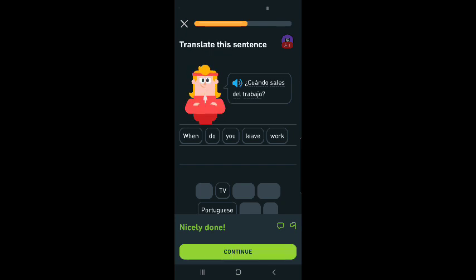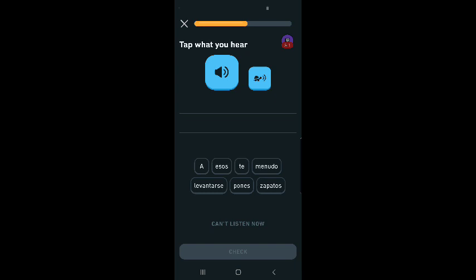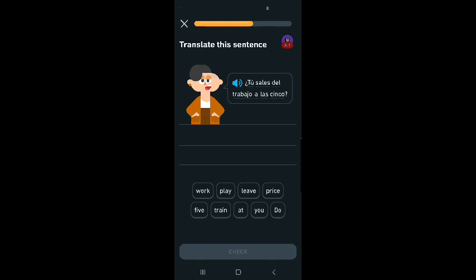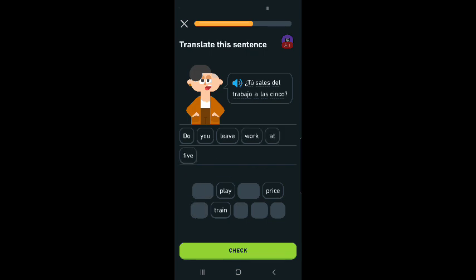A menudo te pones esos zapatos. A menudo means often. Te pones. Esos zapatos. I don't know what pones is. Put on. Okay. I often put on these shoes. Tú sales del trabajo a las 5. You leave work at 5.